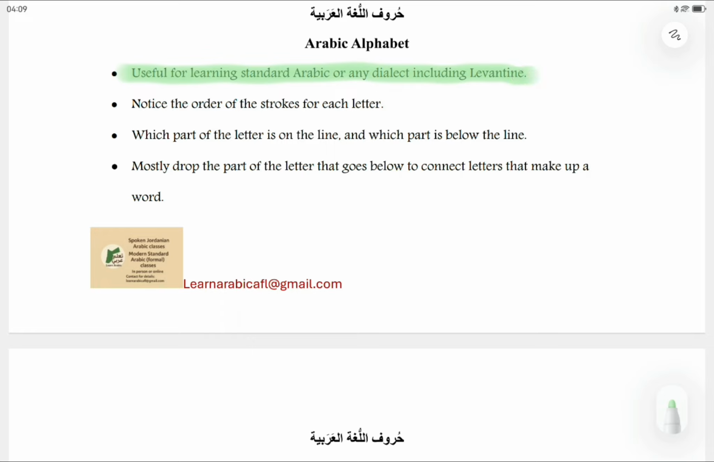In addition to noticing the starting point of writing each letter and all the strokes until finishing writing it, you want to also pay attention to which part of the letter is on the line and which part goes below the line. This will be important to know when you are writing real words, as mostly you will be dropping the part that goes below the line when you connect the letters.